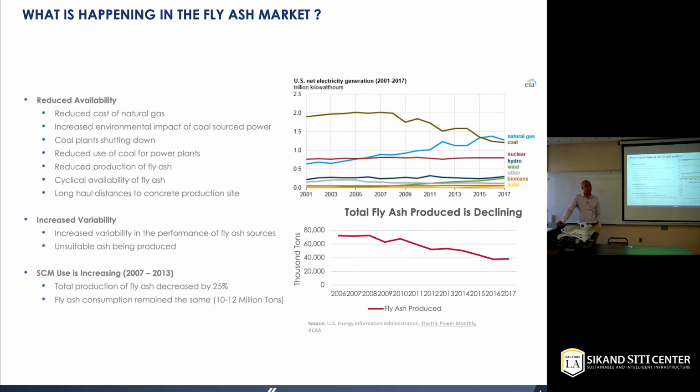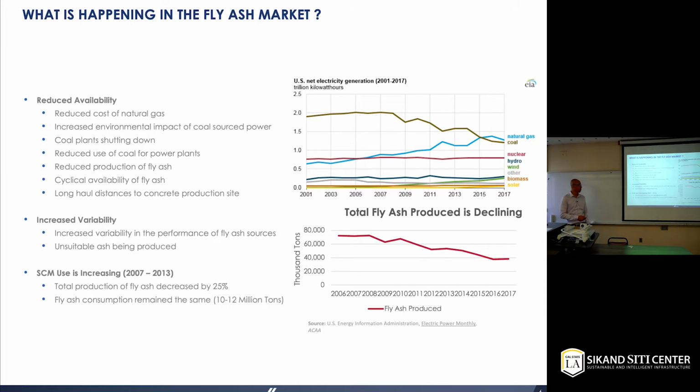So what is happening in the fly ash market? As you can see on the plots, natural gas is on the incline because the price of natural gas is getting lower, and more power plants are starting to use natural gas instead of coal. And fly ash is the byproduct of using coal to generate electricity. So if the power plant uses less coal, less fly ash is going to be generated during the process.